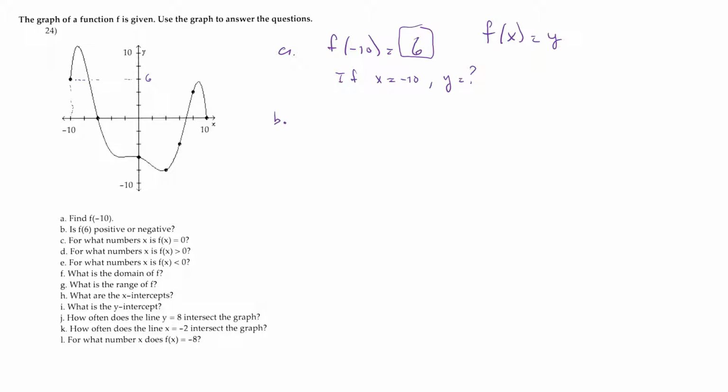Is f of 6 positive or negative? Well, if we find x equals 6, there's the point that's associated with x equals 6, and it looks like f of 6 is equal to negative 4. The y-coordinate is negative 4, and of course that's a negative number. So f of 6 is negative. It's actually negative 4.